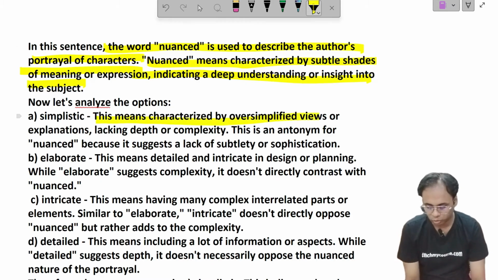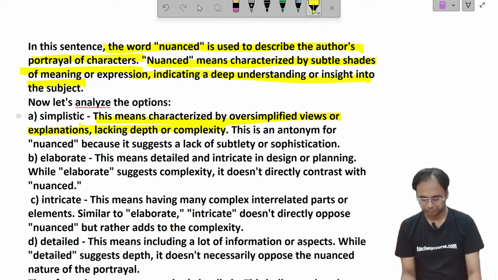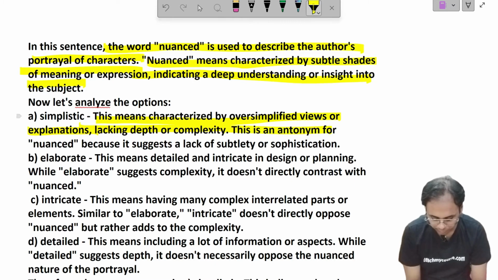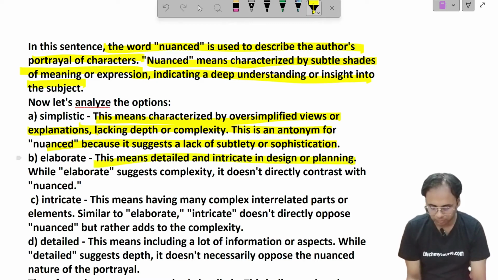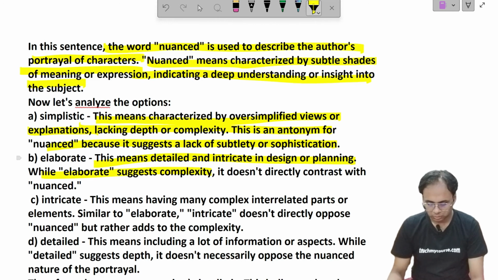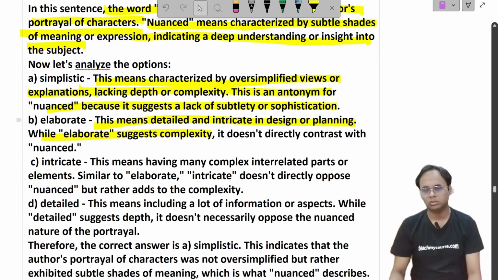Simplistic means characterized by oversimplified views or explanation, lacking depth. Okay, while nuanced means deep understanding. So this is clearly an antonym. Okay, let us see option B, which is elaborate. So this means detailed and intricate in design or planning. So elaborate suggests complexity and depth. Okay, so it is somewhat similar to nuanced.